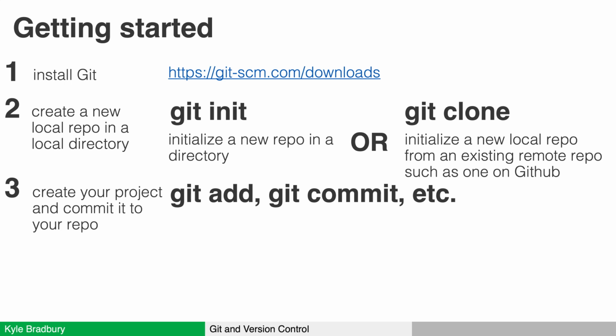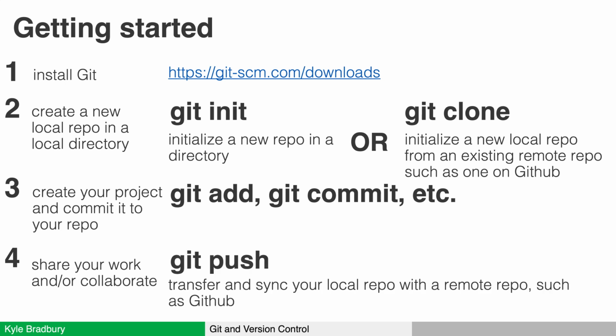So here you use git add, git commit, all of these commands to add your changes in. And of course, then you can share your work and collaborate using the git push command, making sure that whatever changes you might have made in your local repository are merged into the larger repository that you may be collaborating on with others, and this might be to GitHub or whatnot.